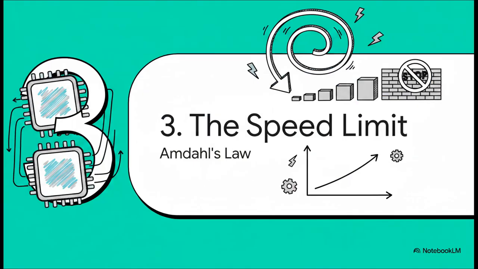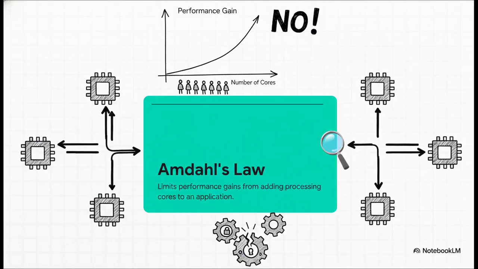Which brings us to Section 3, the speed limit, Amdahl's law. So you might be thinking, hey, if multiple cores give us true parallelism, does that mean we can just add infinite processing cores to our computer and get infinite speed? Well, the short answer is a resounding no. And the reason for that is Amdahl's law.